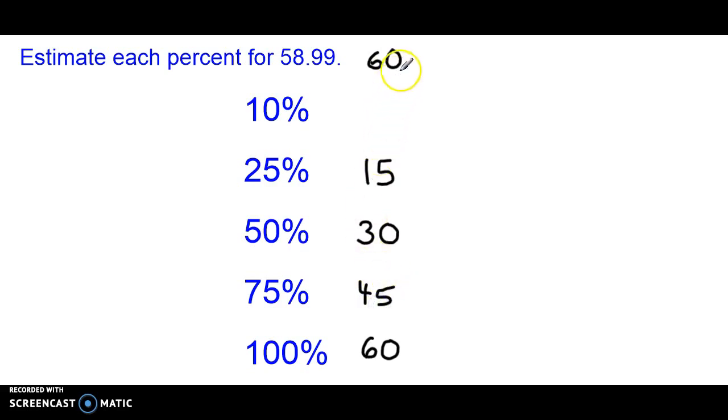Lastly, 10%, 1/10 of 60. Take 60 and divide it by 10, and we have 6. Usually with these benchmarks, you can get a lot of other percents.